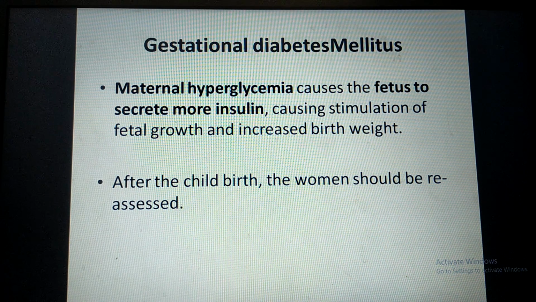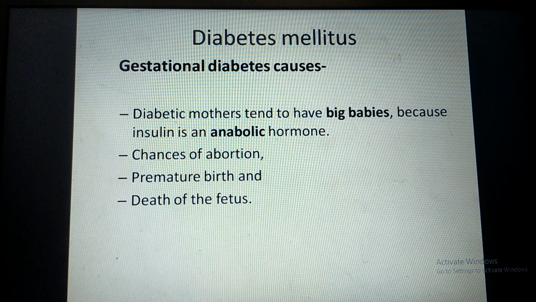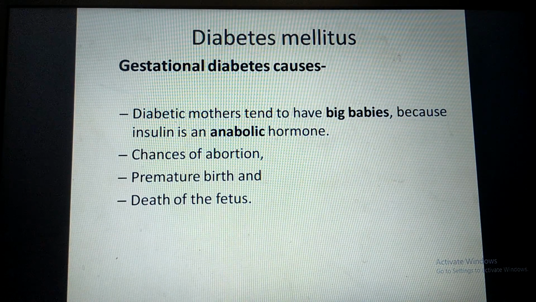Such gestational diabetes mellitus persons should be reassessed after childbirth. Gestational diabetes mellitus may cause, as we have studied, big babies because of the anabolic nature of insulin hormone. It also increases the chances of abortion. It will give rise to premature birth, or sometimes it may cause death of the fetus. So this is gestational diabetes and its consequences. Thank you very much.